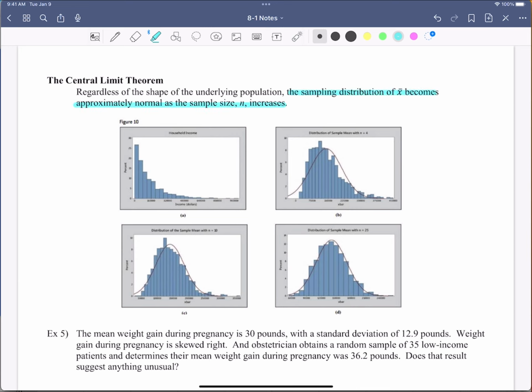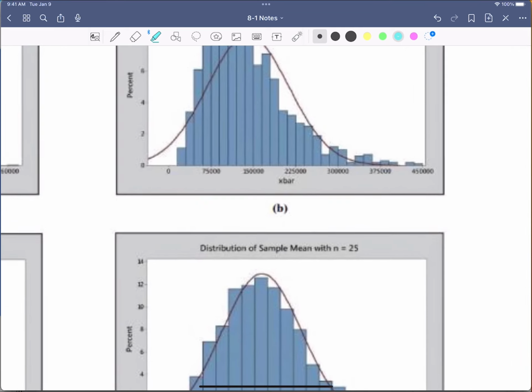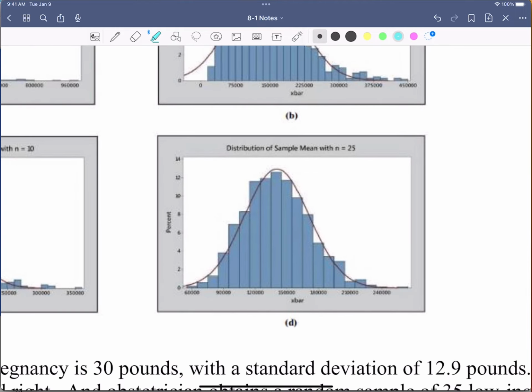Didn't we already talk about this? Maybe something called the law of large numbers? Oh, yes, we did. So that's what's going on here. As the sample size n increases, the distribution gets closer and closer to the middle. Look at this one, where n is 25. It's even still skewed a little bit right.